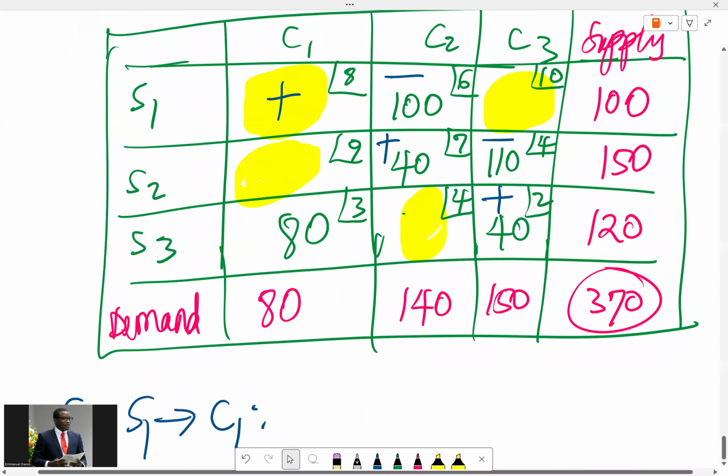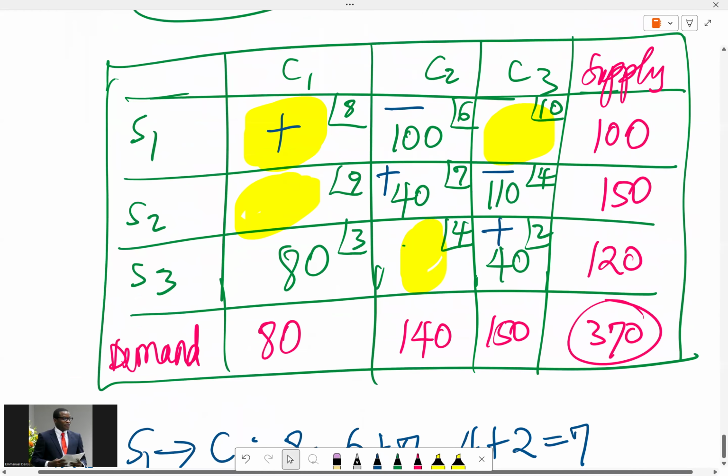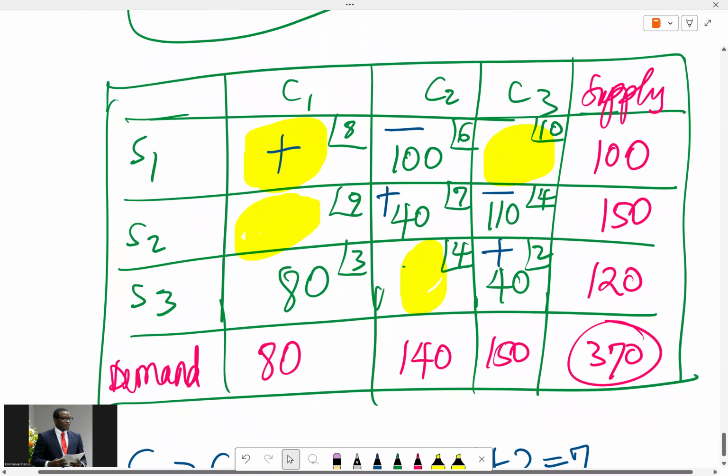So that's 8 minus 6 plus 7, just the cost. 8 minus 6 plus 7 minus 4 plus 2, right? So that's 8 minus 6 is 2. 2 plus 7 is 9. 9 minus 4 is 5. 5 plus 2 is 7. Okay, that's for S1 to C2.